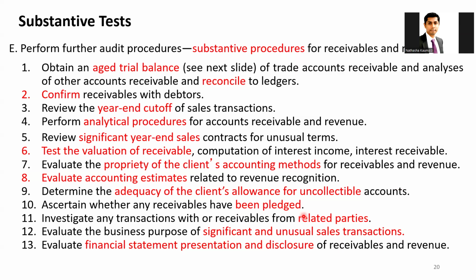And then determine the adequacy of the client's allowance for uncollectible accounts. Another name would be allowance for doubtful debts, right? So you are going to check whether the allowance for doubtful debts amounts are accurate, whether they have correctly classified the amounts into baskets, and whether they have done it correctly. And ascertain whether any receivables have been pledged.